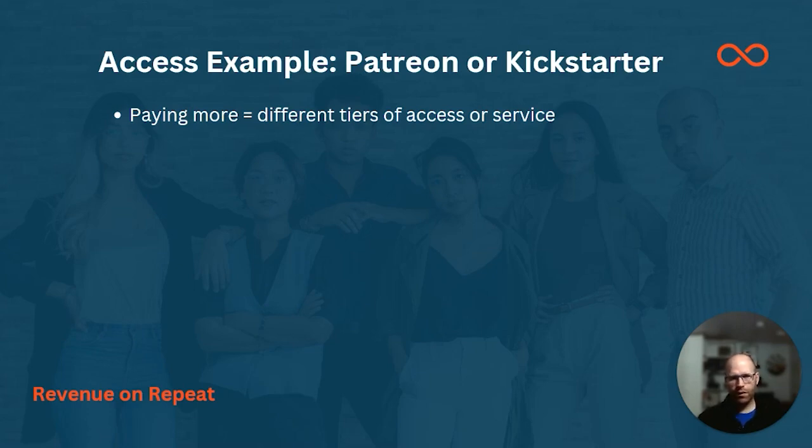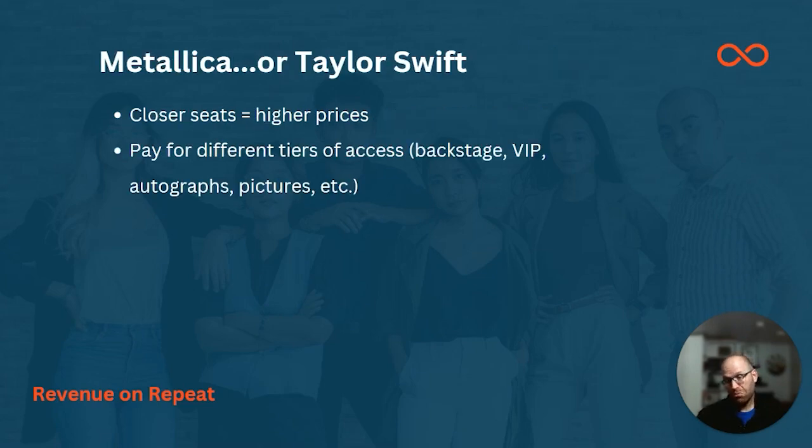Think of Patreon or Kickstarter. On both of those platforms, you pay more money, you get different tiers of service or different tiers of access, right? Now that may immediately land with you and make sense. If not, let's go for some older school examples. Here we are, Metallica or Taylor Swift, right? When you go to a concert, you pay higher prices for seats that are closer to the talent. You pay for different tiers of access. You could pay for backstage or VIP treatment or autographs or pictures with the talent. So now if we put it in that context, it makes a little bit more sense.